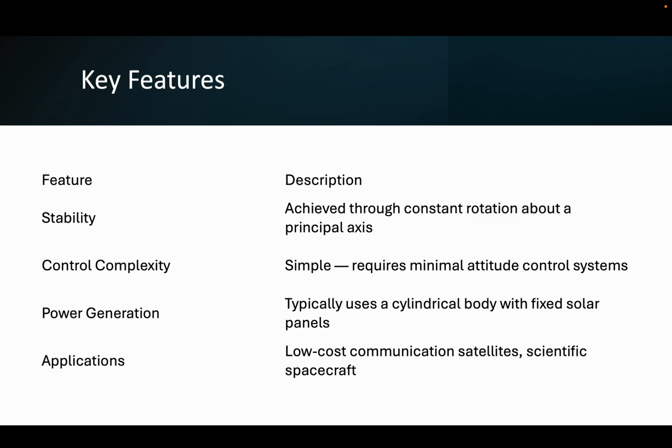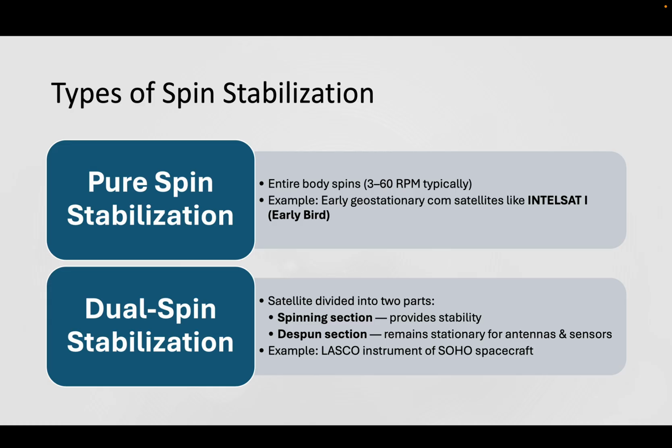And typically, the type of satellite that uses this method is one with a cylindrical body, with solar panels outside projected towards the sun. Not for all satellites, but only for satellites which have a cylindrical body. And how efficient is this method? Because it is a passive method, it doesn't require much energy. It's a low cost method we can use for communication satellites and spacecraft.